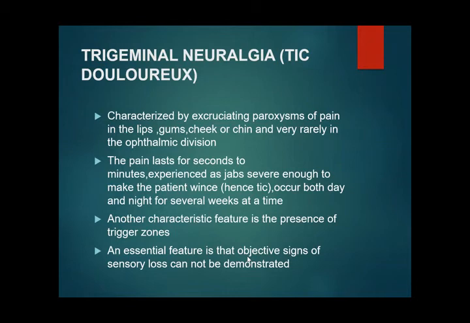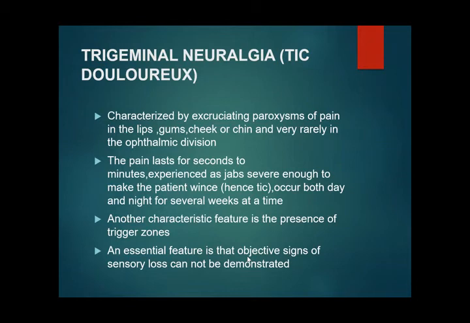An essential feature is that objective signs of sensory loss cannot be demonstrated, because usually trigeminal neuralgia does not have any underlying structural causes. Mostly it is because of some vascular loop which is abutting against the trigeminal nerve or something like that. But the sensory loss is usually not demonstrated. If you objectively demonstrate a sensory loss over the face, then you should think about some structural underlying cause like a dermoid cyst or any tumor.